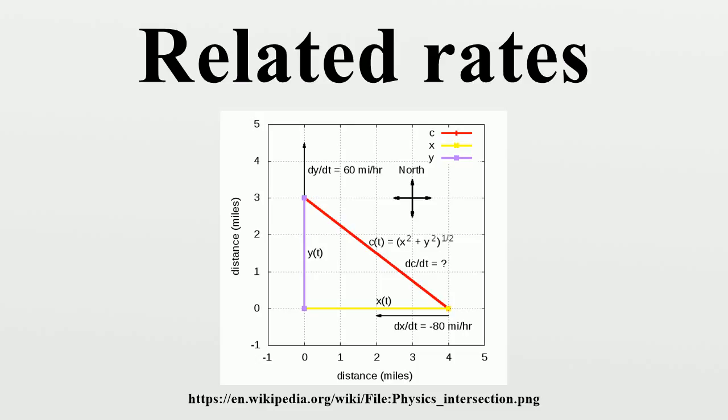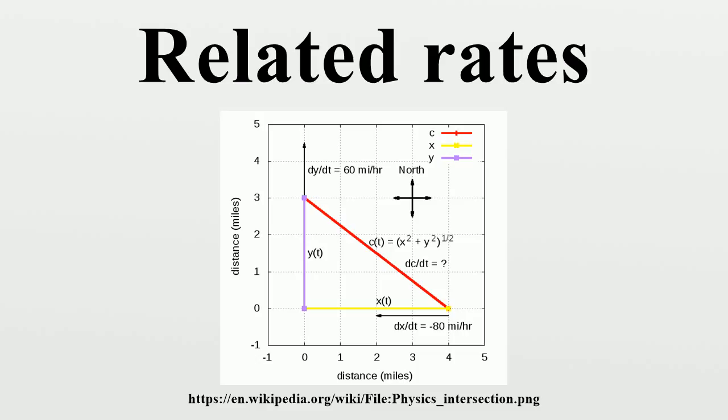Plan. Choose coordinate system. Identify variables. Draw picture. Express c in terms of x and y via Pythagorean theorem. Express dc/dt using chain rule in terms of dx/dt and dy/dt. Substitute in x, y, dx/dt, dy/dt. Simplify. Choose coordinate system. Let the y-axis point north and the x-axis point east.